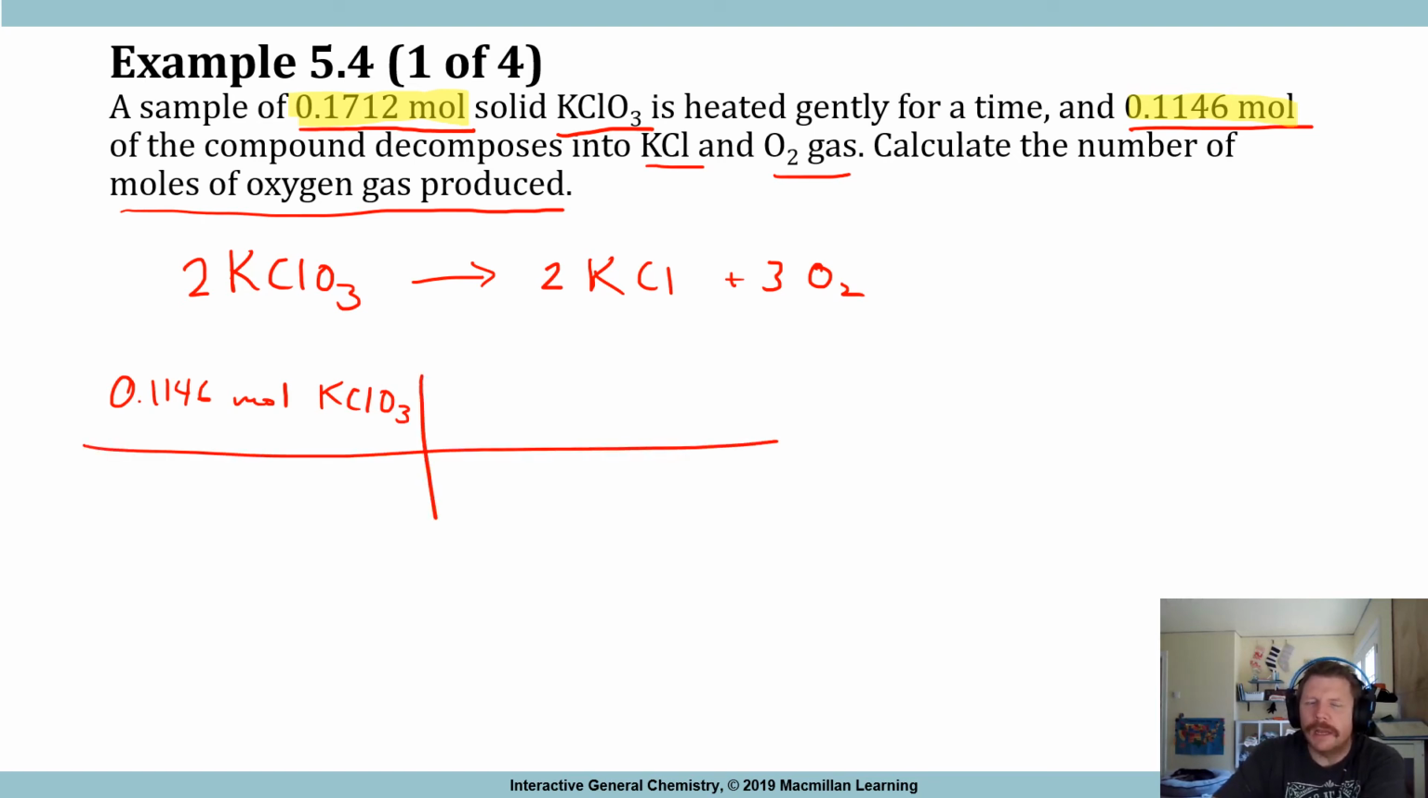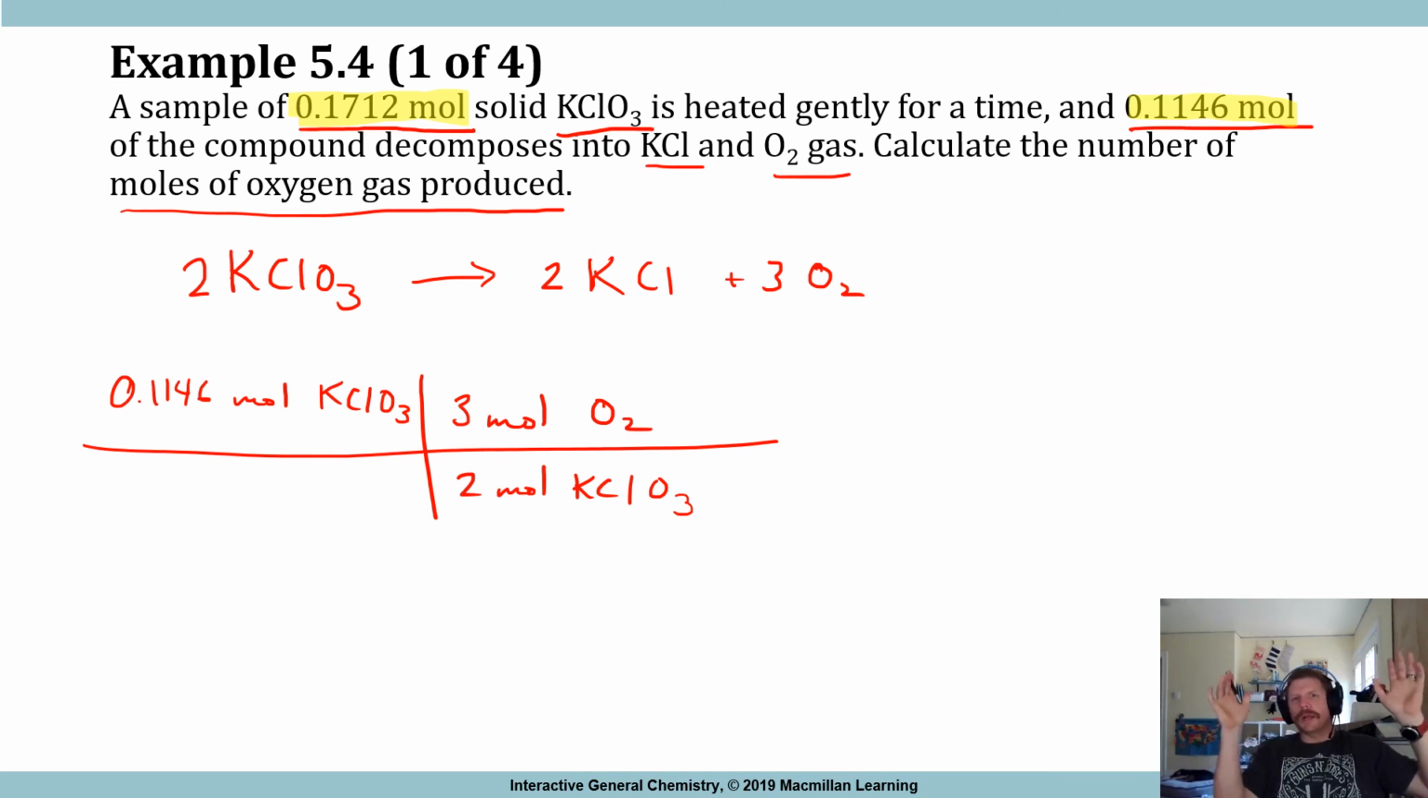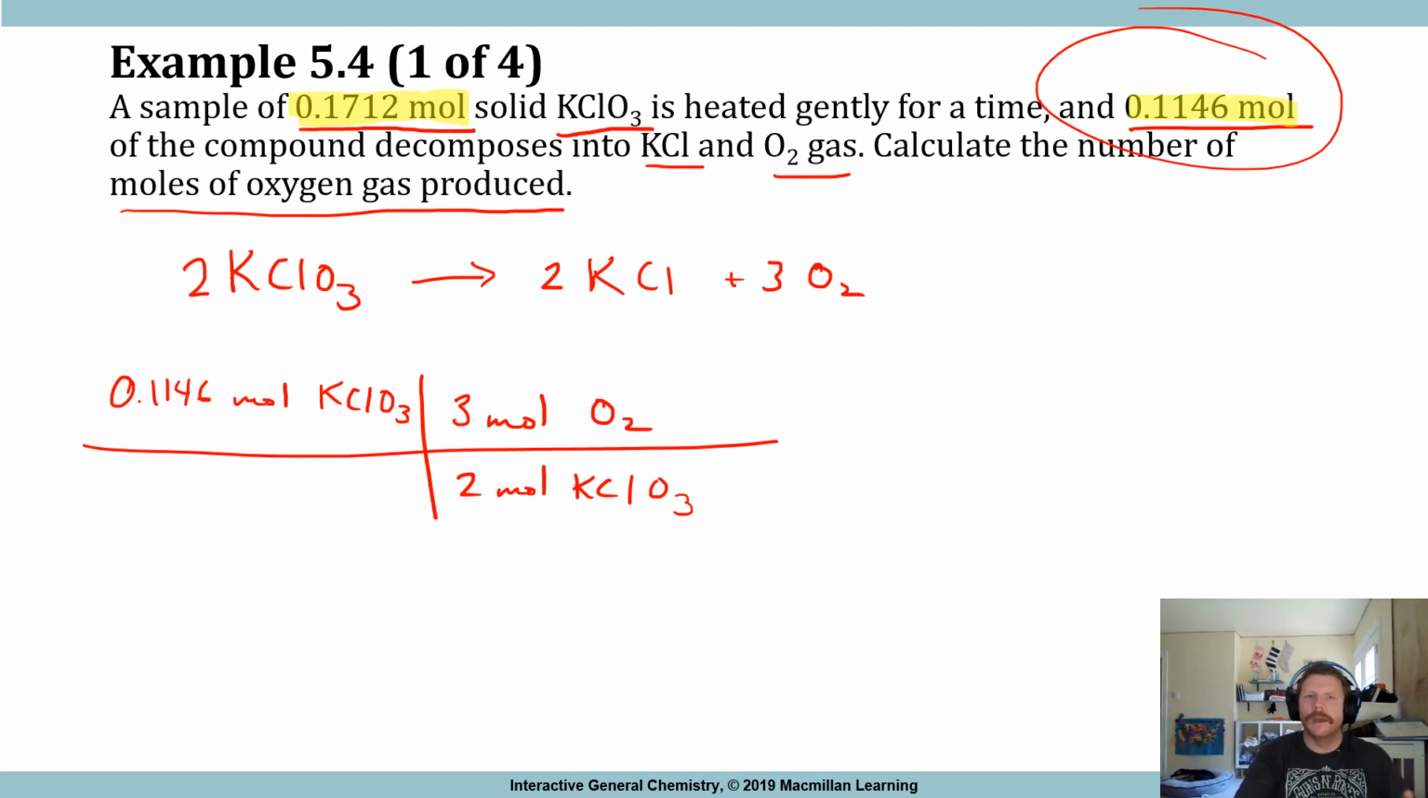Now I need to implement my ratio. 2 moles KClO3 produce 3 moles of O2. All that I did was take the number that I cared about, the amount that actually decomposes, that 0.1146 moles of KClO3, and relate it to a ratio that I already know. And I'm going to plug all that in. 0.1146 times 3 divided by 2 gives me 0.1719 moles of O2.